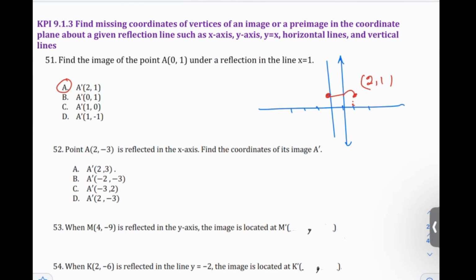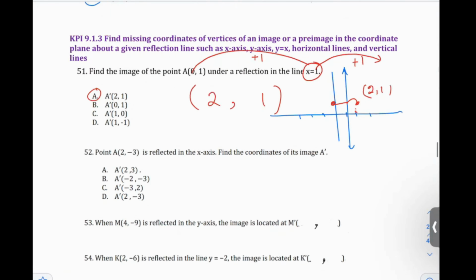Now, what is happening here? Under x equals 1, under reflection about a vertical line, what is changing is x only. X only will change. Y will stay the same, so I will leave the y. X is the one moving. What is the change? You can see from 0 to 1, you added 1. So you add another 1, and you reach 2. This can be done easily.